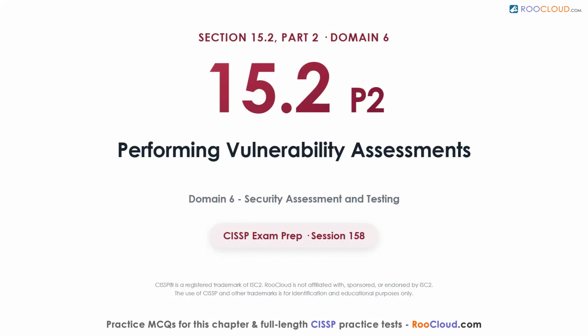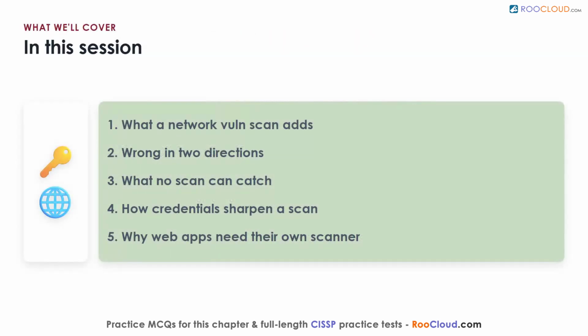Welcome to section 15.2, part 2. This is the 158th session of the CISSP exam prep series. This part moves past mapping the network and into scans that actually probe for known flaws. In this session, we'll go deeper than the map and start finding real weaknesses.